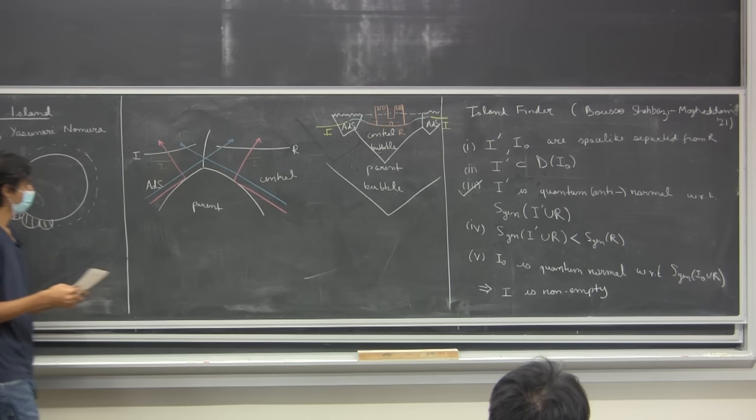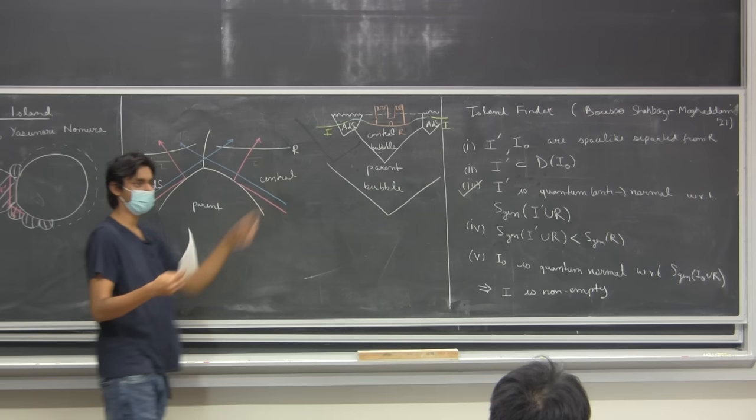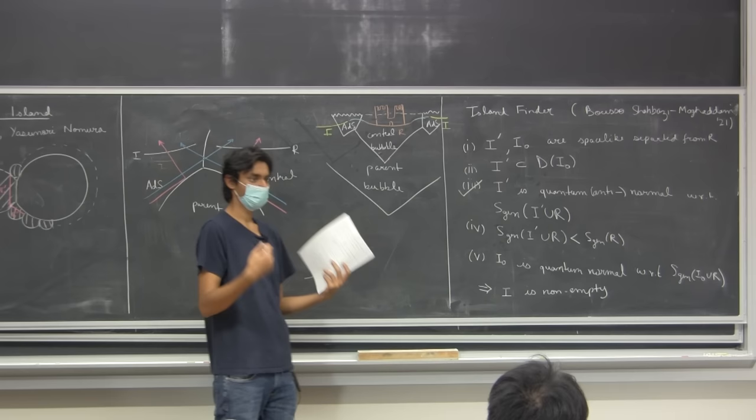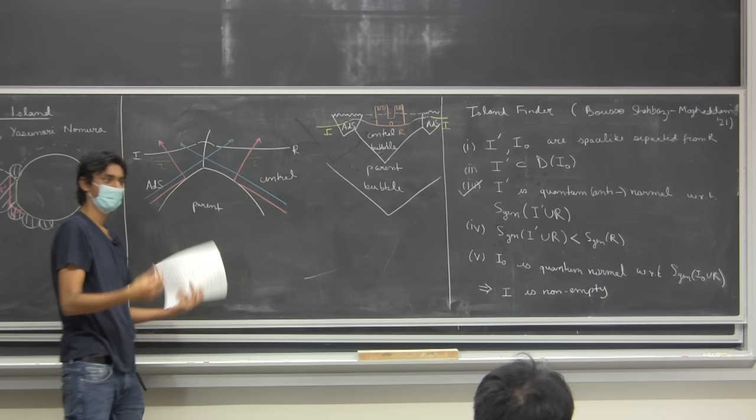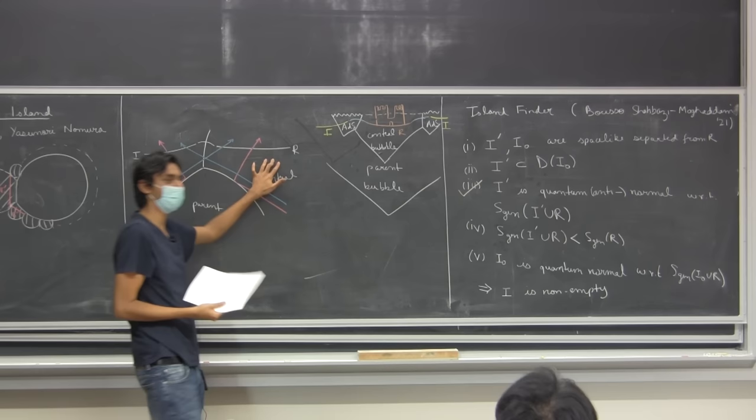So, I mean, you can estimate what the generalized entropy of this R looks like, right? And that's basically given by doing a volume integral of the coarse-grained entropy density. And as long as whatever is left is small, you do have a substantial reduction in the generalized entropy by including I prime.